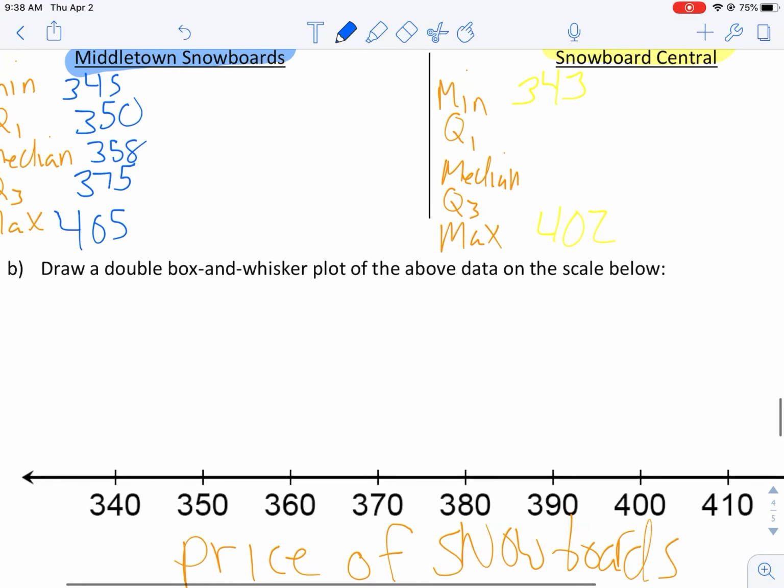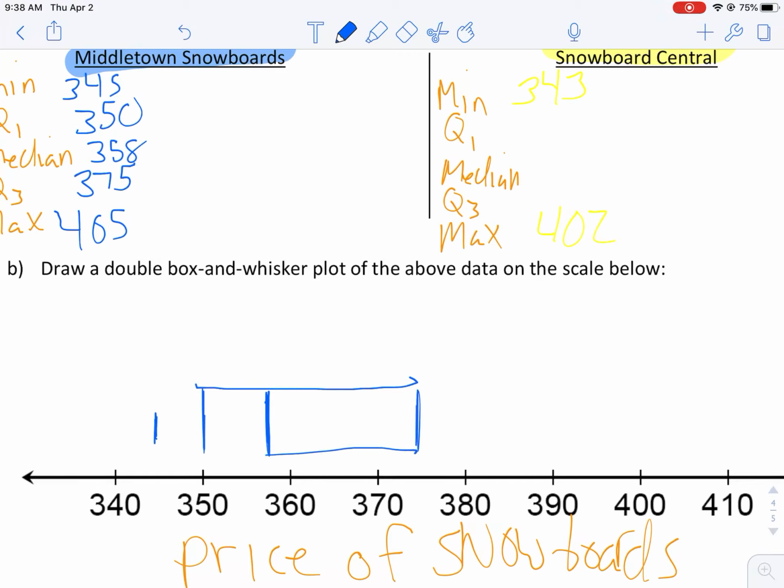Now let's draw the box and whiskers for Middletown while I have it up. So my minimum is at 345. My Q1 is at 350. My median is at 358, so I'm going to draw close-ish to 360. And then 375 would be my Q3. So I'm going to make a nice big box. And then 405 would be my max. It's going to be kind of between. Connect these guys.